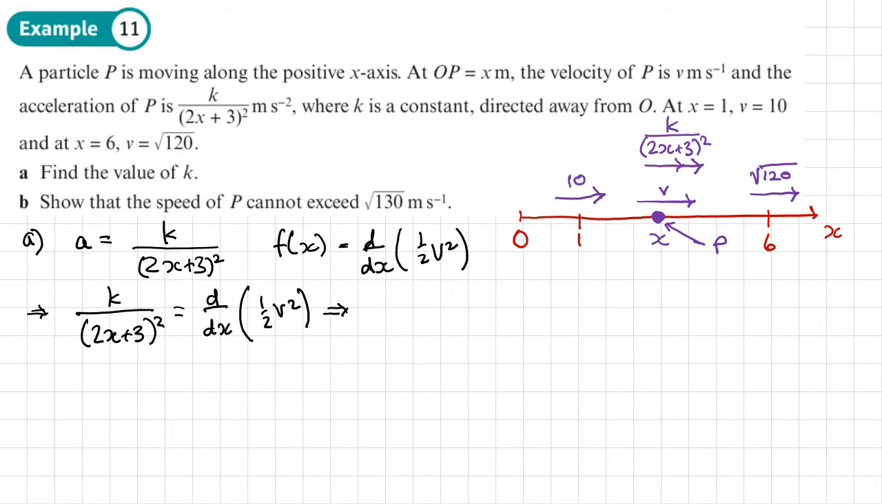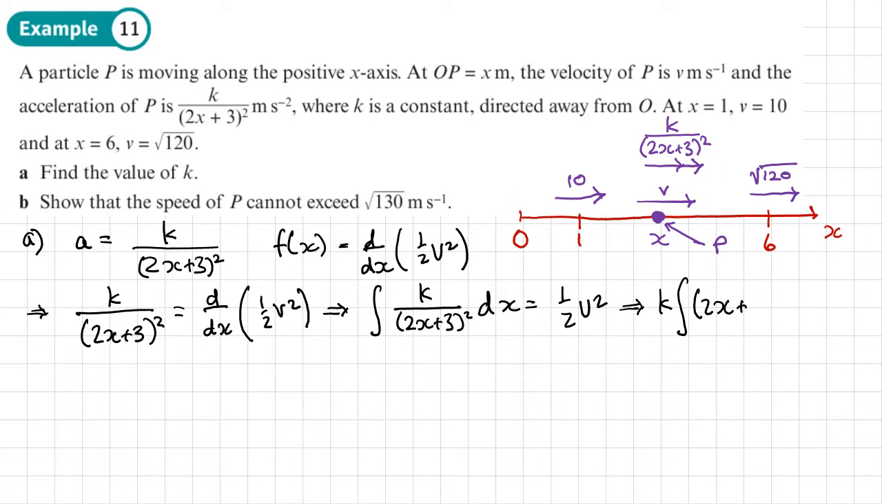So we integrate both sides, so we're going to be integrating k over (2x plus 3) all squared dx, which is equal to half v squared. Now if I write the (2x plus 3) squared and bring it to the top, I can use the reverse chain rule because the inside of the bracket here is linear. Again, this is from Pure 2. I'll try and put a link at the top to the video that will show you how to do that. So we'll have this and then half v squared.